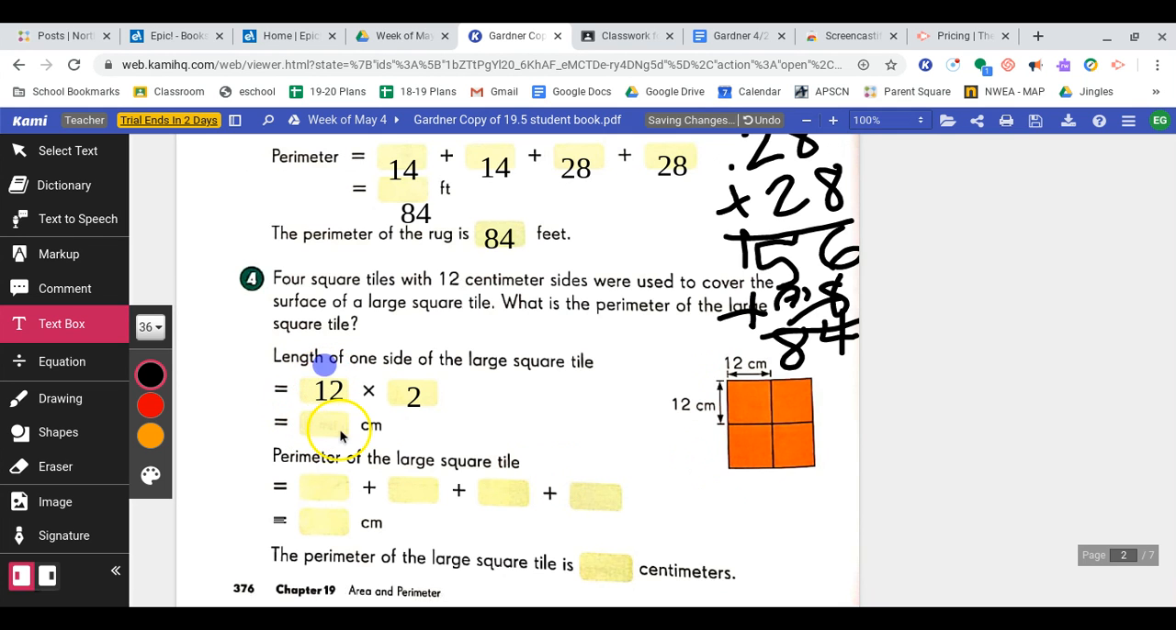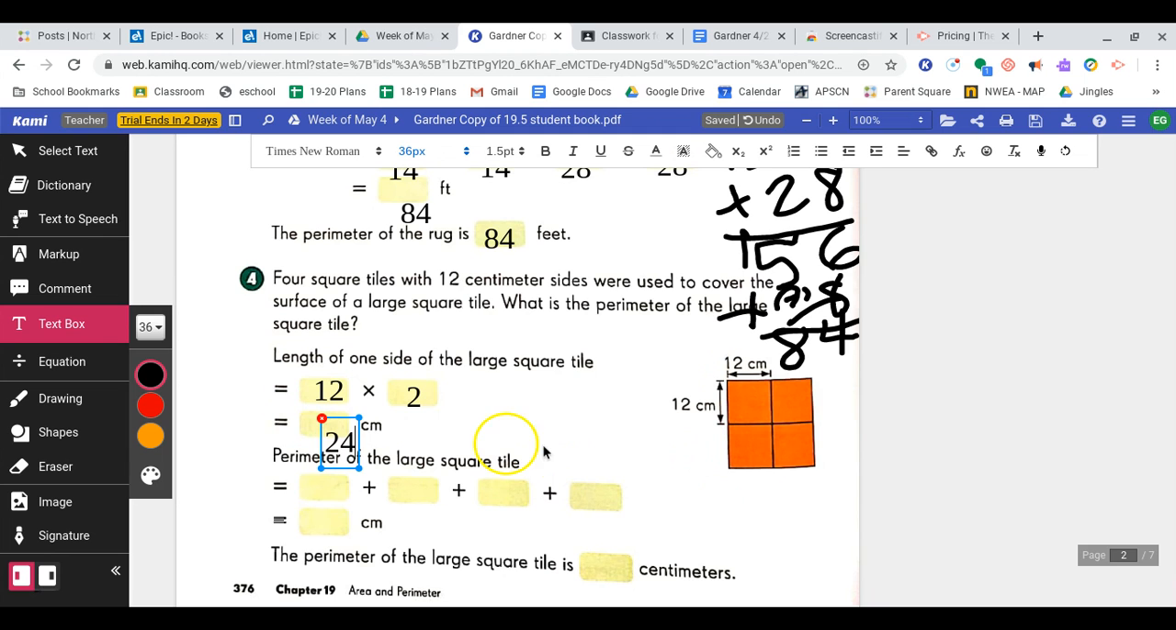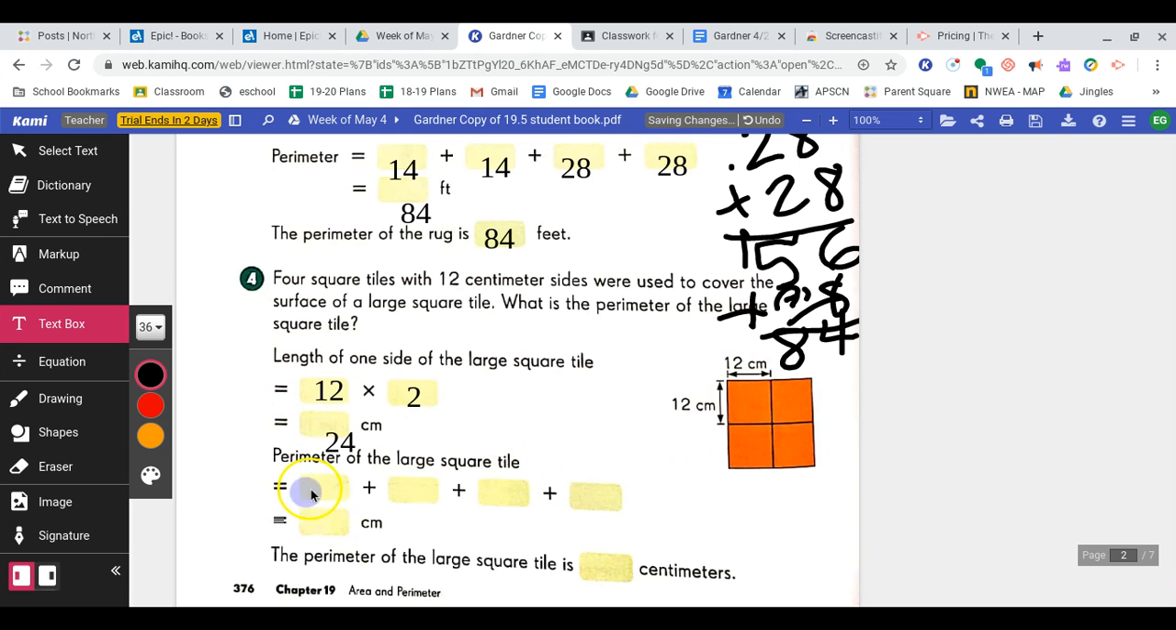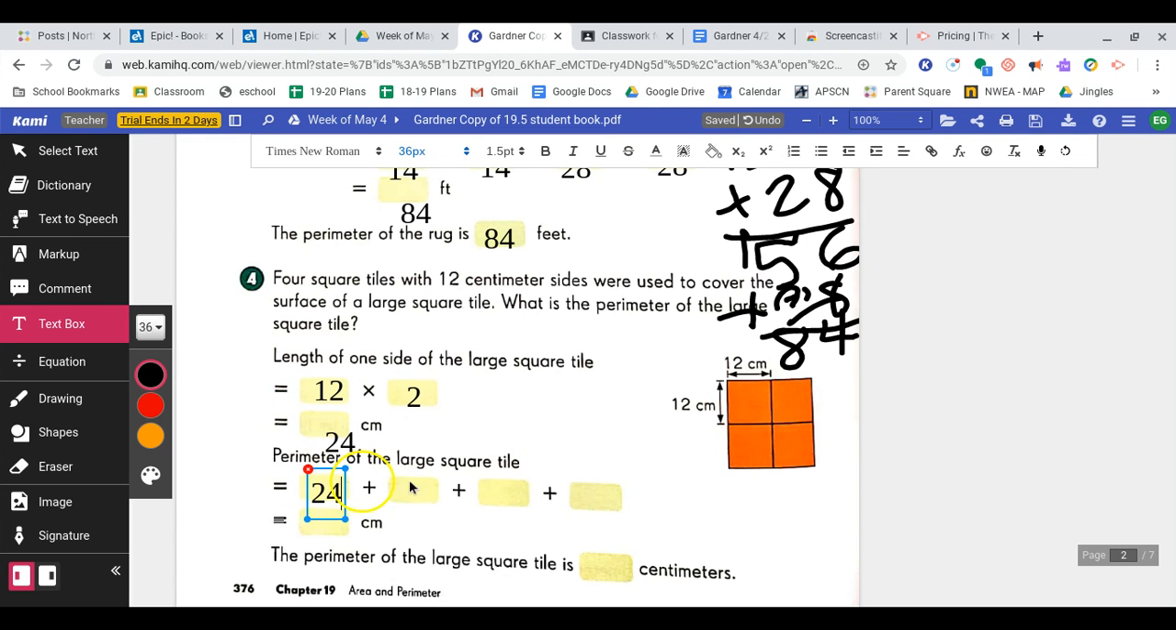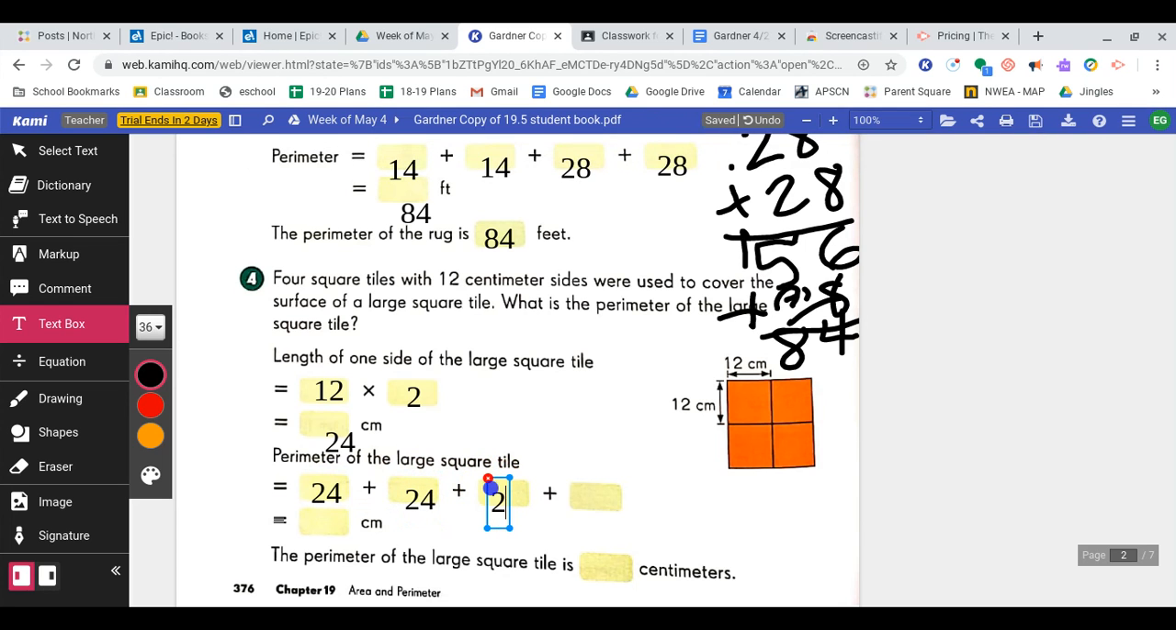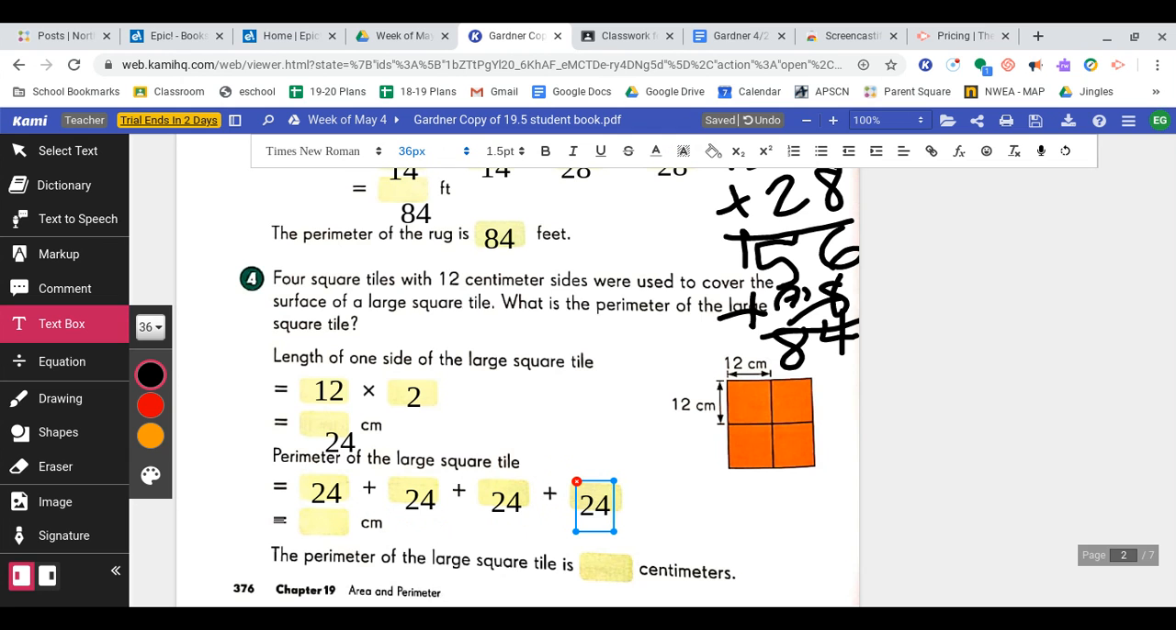24 centimeters is now the length of each side. That's what we know. So now to find the perimeter, we can add all 4 sides that are the same length. We know that squares have 4 sides of equal length. So we add up all of those together, or we multiply since they're equal groups.